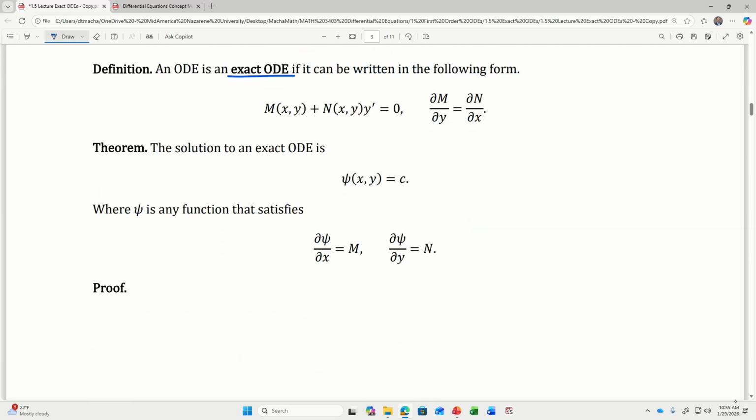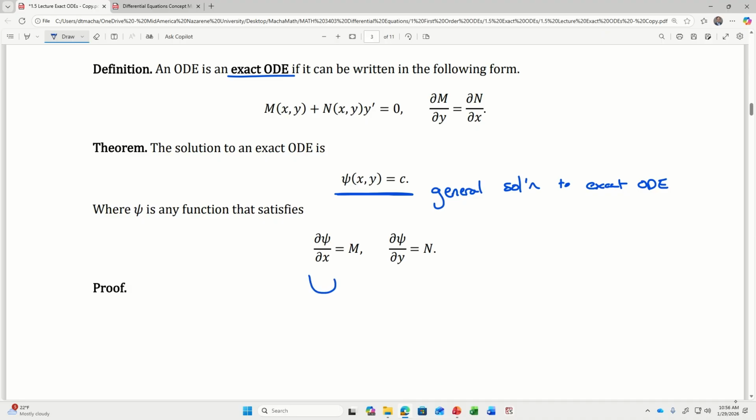Again, same definition for exact ODE. This is the theorem that says the solution to an exact ODE is going to be the psi function, psi of x and y, where we set it equal to c. This equation is the general solution to an exact ODE. And in this solution, psi is any function that satisfies these two criteria, okay?